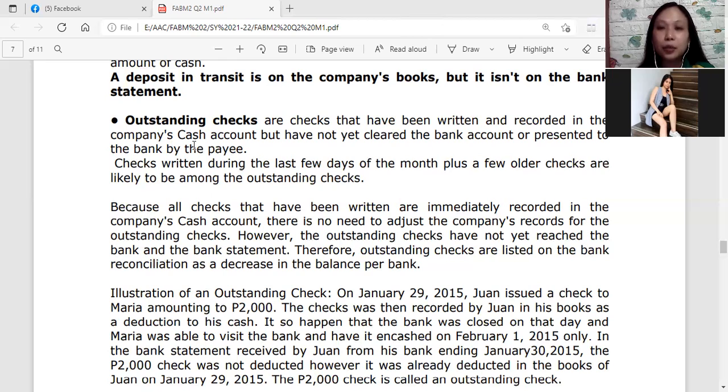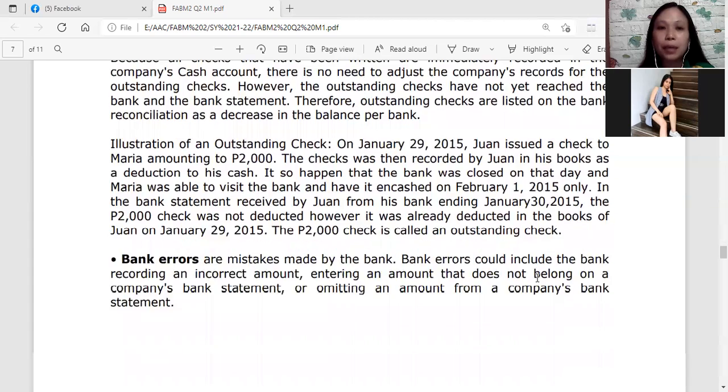So you wait until the time that the company uses the check and it is credited to your account. Once it is debited, once it is deducted here, it means it is no longer an outstanding check. I have an example here. I want you to read the example. We don't have time for that.